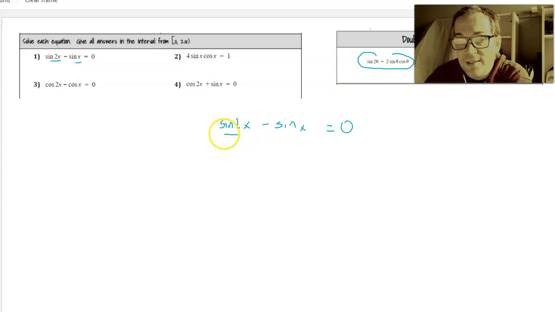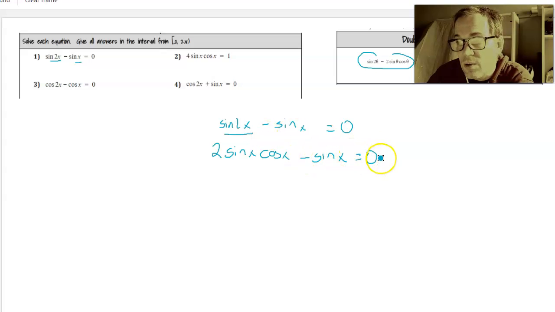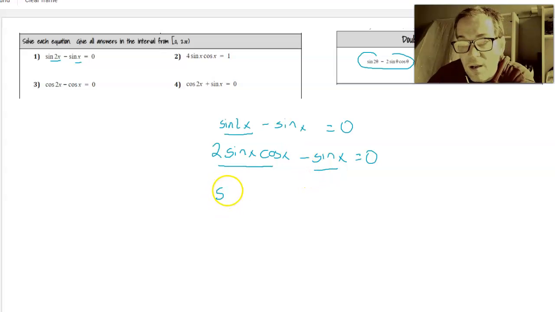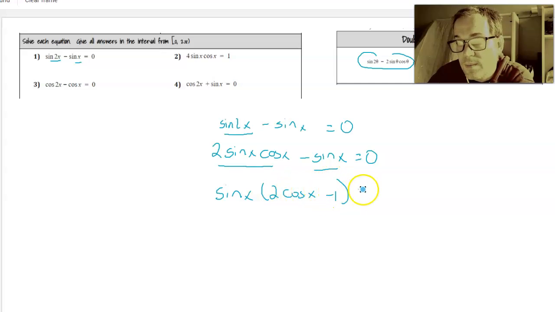I can replace this sine of 2x with an alternative form. I can say this is equal to 2 times the sine of x times the cosine of x. And then, of course, I have minus sine of x equals 0. Yay! This looks a lot like a problem that I know how to solve. I can look at these two terms and factor out the common factor of sine of x, leaving me with 2 times the cosine of x minus 1.